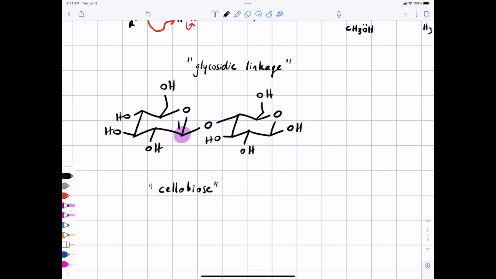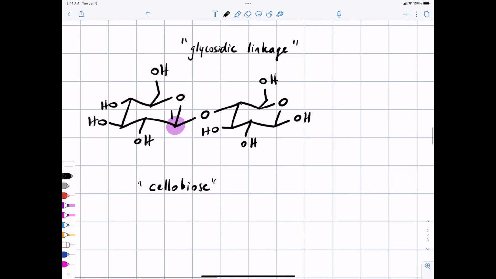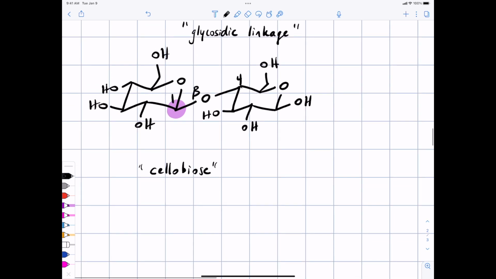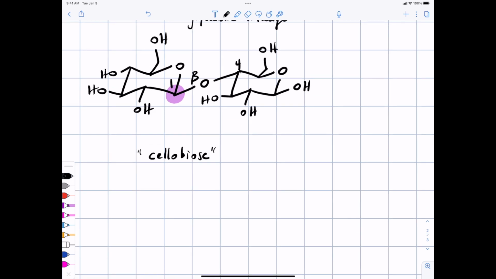The alcohol from the second sugar, the one on the right, is from carbon 4. And then the stereochemistry of that acetal carbon here is beta. That is, the OH group is up. And so we will call this glycosidic linkage a beta 1,4 linkage. And that's how people talk about it. Beta tells you the stereochemistry of the acetal carbon. The 1 tells you you're linking carbon 1 on one sugar and carbon 4 on the other sugar.